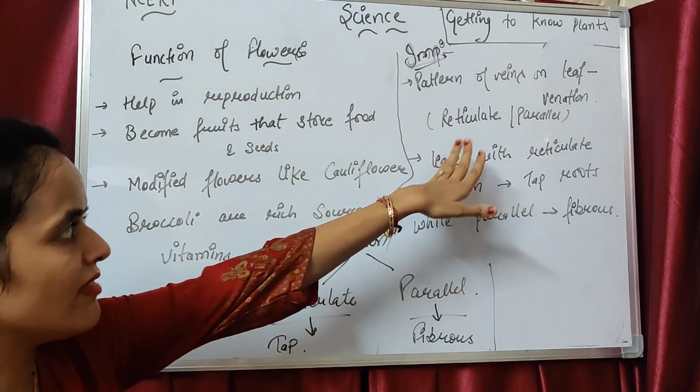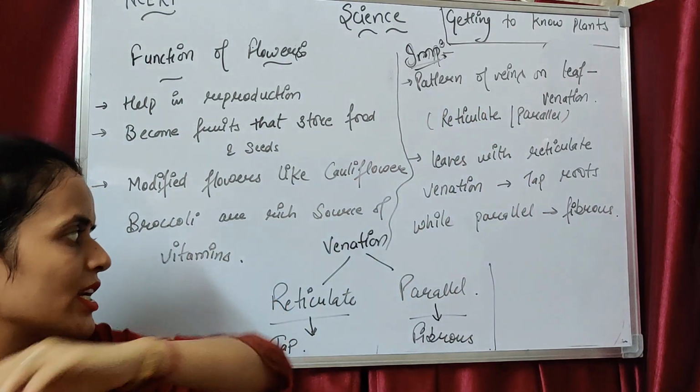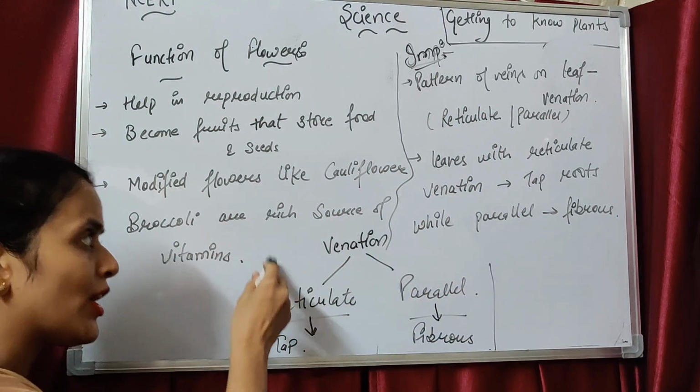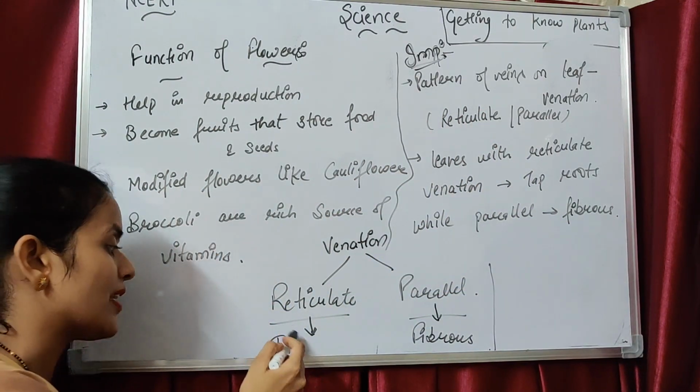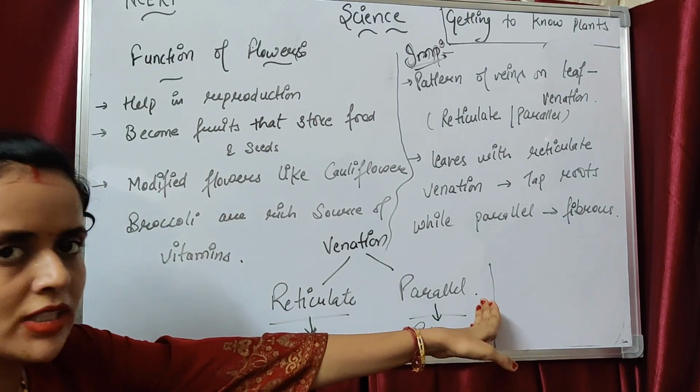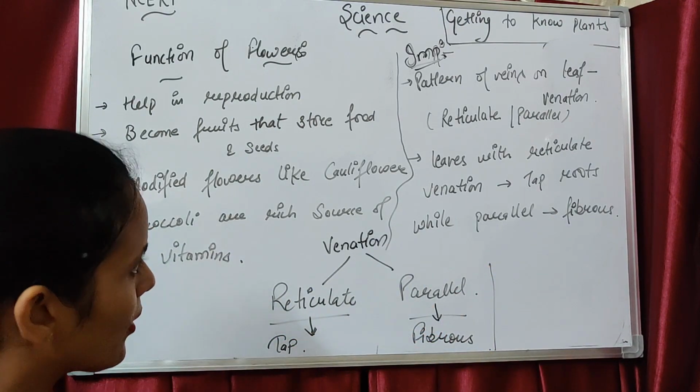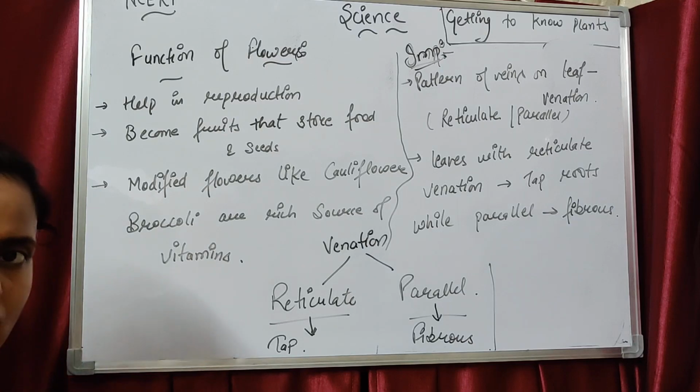The pattern of veins on a leaf is known as venation. There are two types of venation, reticulate and parallel. If reticulate venation is present on leaves, then they have tap roots. If parallel venation is present on the leaf, then they have fibrous roots. Okay. Clear up to here? Is there any doubt in this topic?